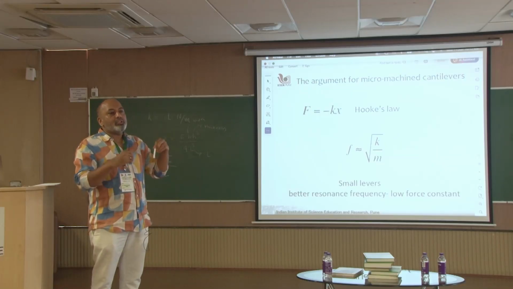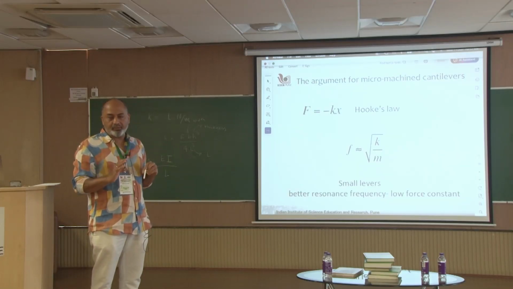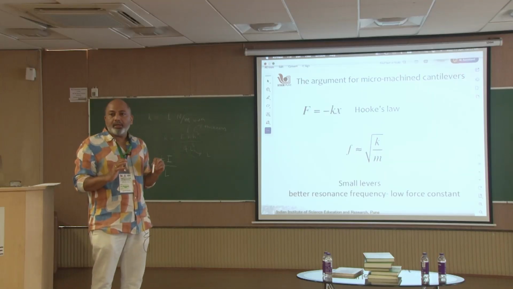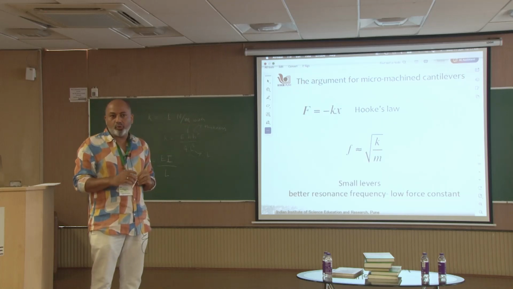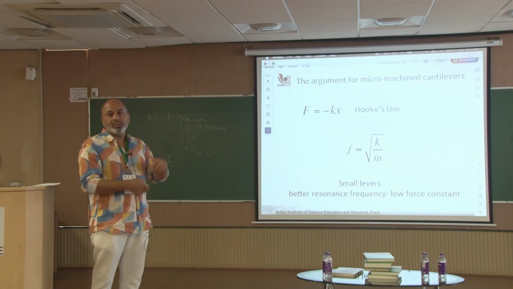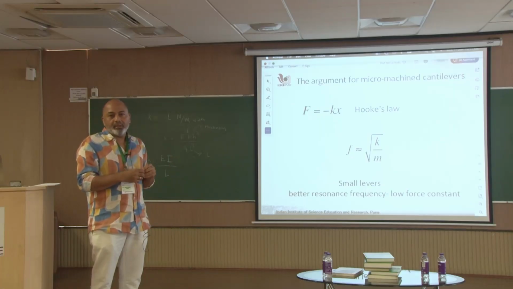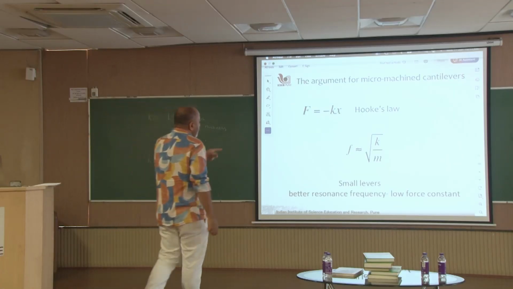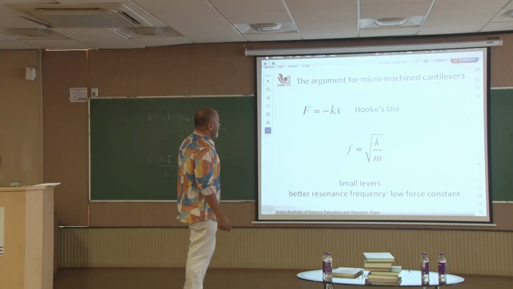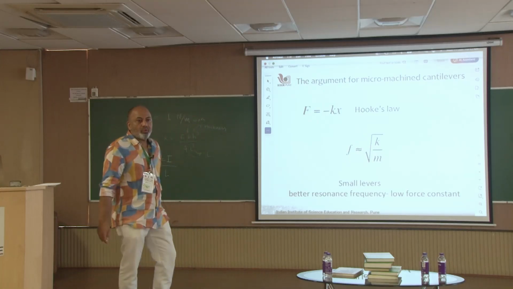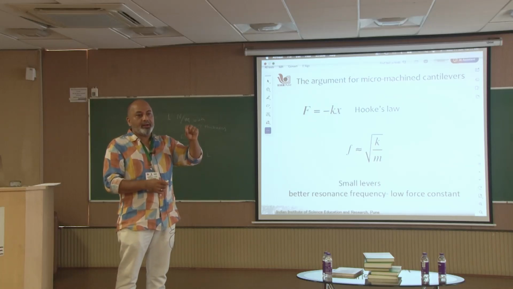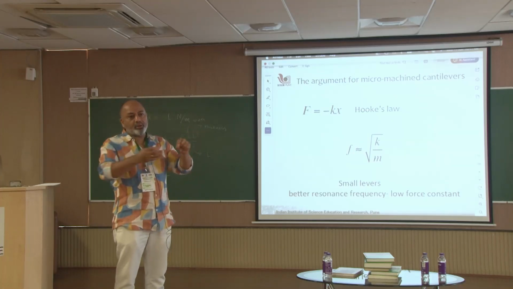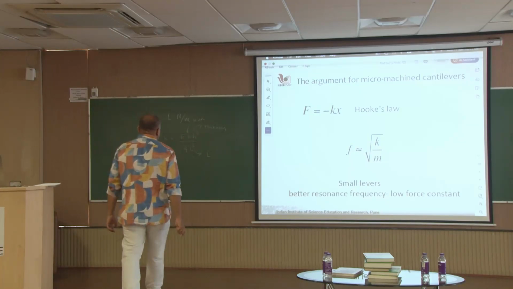So, even if we make this oversimplified picture of a cantilever, the spring will have a resonance given roughly by this root k by m. m is the mass, which is the effective mass of the whole cantilever, and it could be written as m star. Resonance would be, suppose I take the spring and drive it, and then you plot the amplitude.